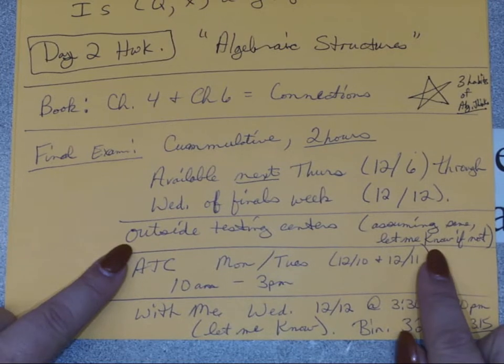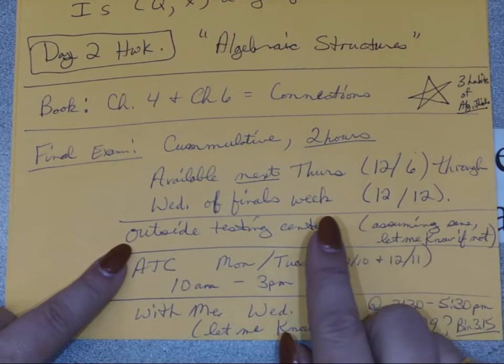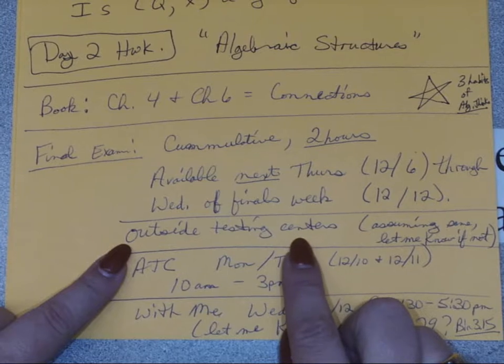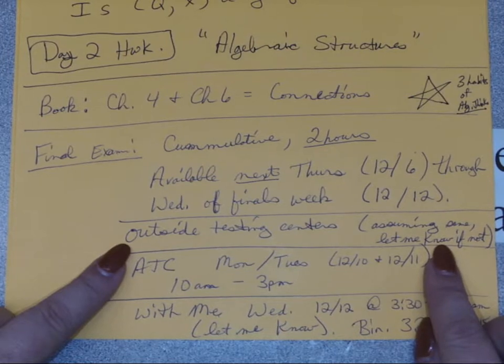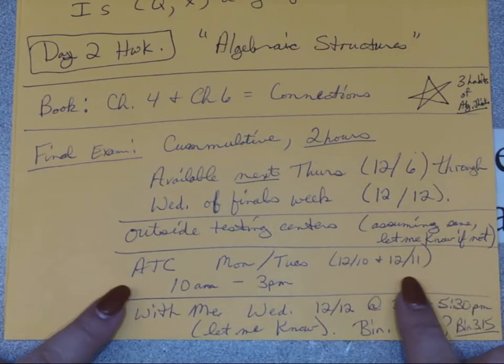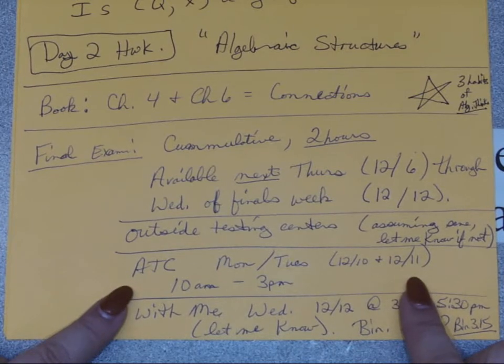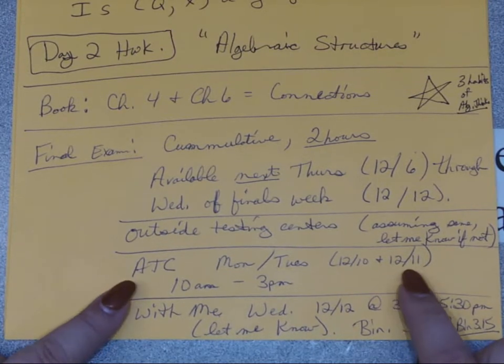If you are testing at an outside testing center, there are 3 of you so far, 1 in Kaufman, 2 in Navarro. If you have been doing that, I will assume you are still doing that, and I will send it to the same people. If you are not doing that, you need to let me know, because remember, it has to be one of the approved testing sites. So if you have been testing in the Academic Testing Center here in Commerce, I will assume you are still testing at the Academic Testing Center here in Commerce. Again, if that is not your plan for final, then let me know.